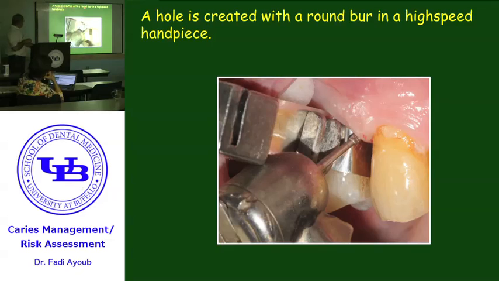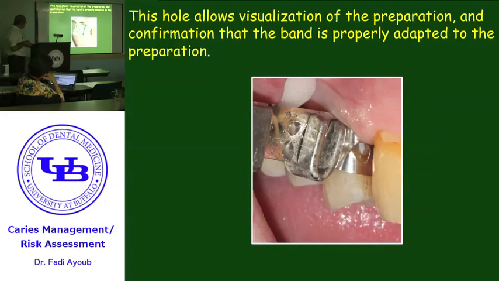Then you make a hole with a round bur in a high-speed handpiece right in the middle of the preparation, so you can see it. See that? Now the question for Pat later on is, is it size 4 you used or 6? Just big enough for the tip of the instrument to go in. So it's probably more like 2. This hole allows visualization and preparation, confirmation that the band is properly adapted to the preparation, so you can see everything.